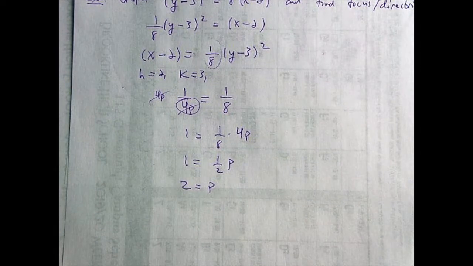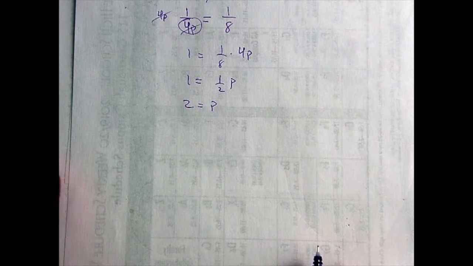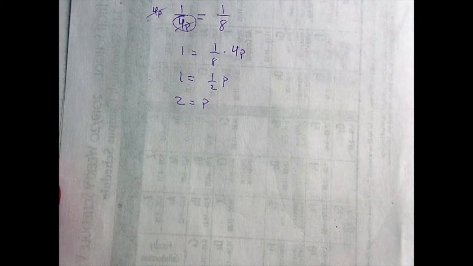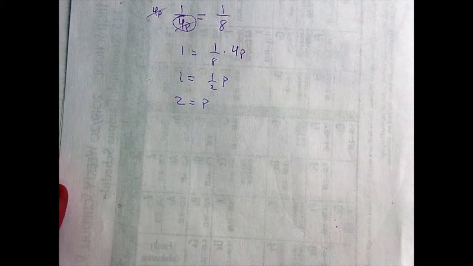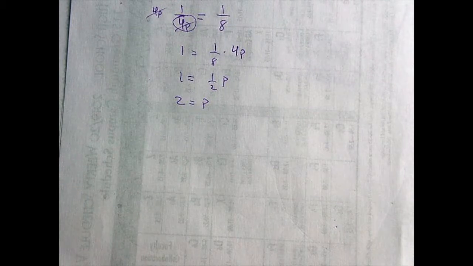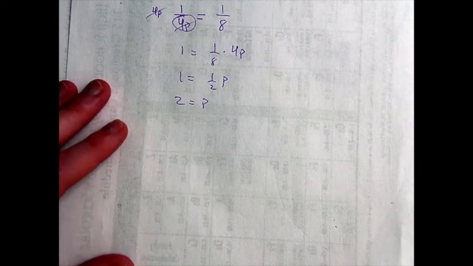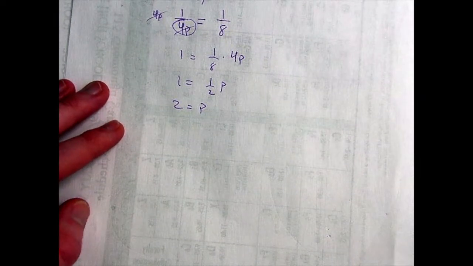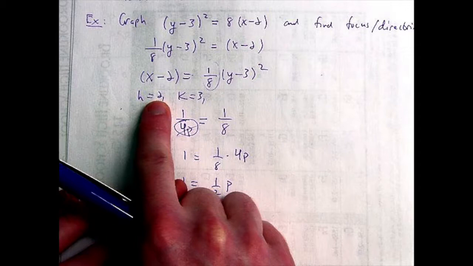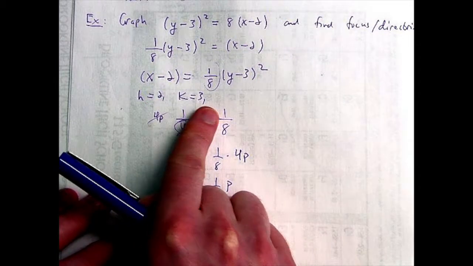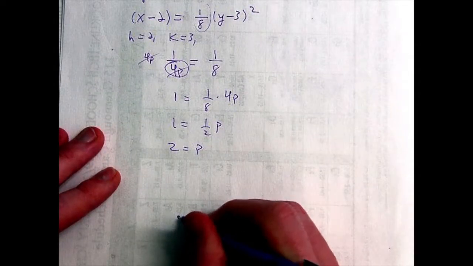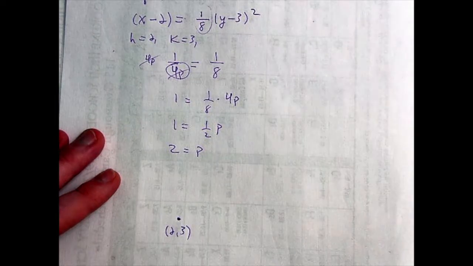As far as graphing a parabola, it's pretty easy. All I really want you to do is the following. I want you to find the coordinates of the vertex and then just open the parabola in the correct direction: up, down, left, or right. So we'll start by writing down the vertex. The vertex is located at h, k. We've already established that h is 2 and k is 3. So let's put the vertex at 2, 3.